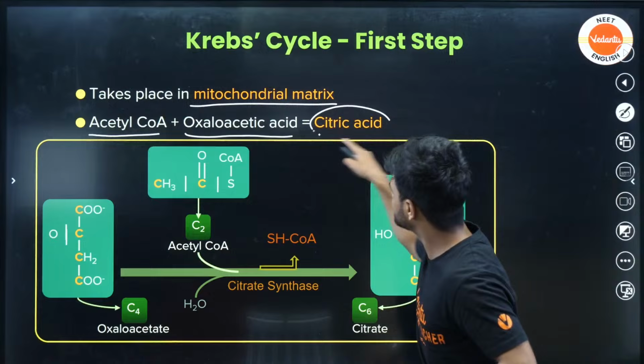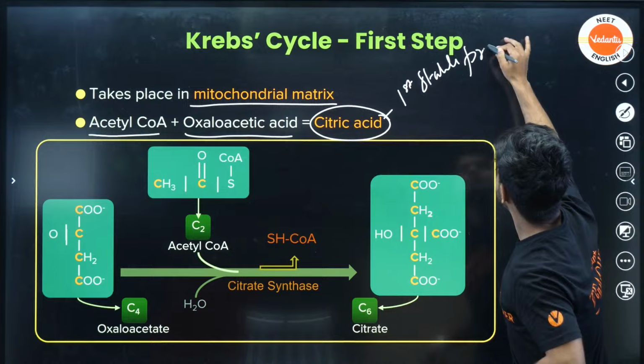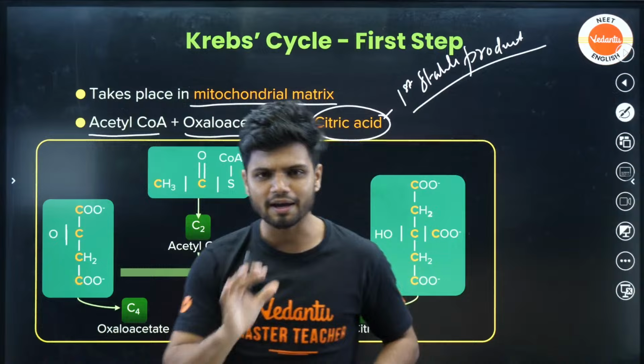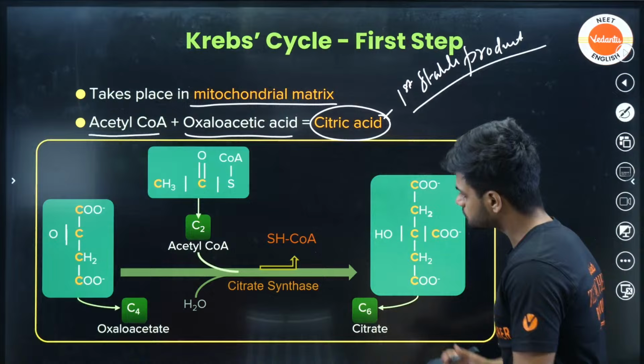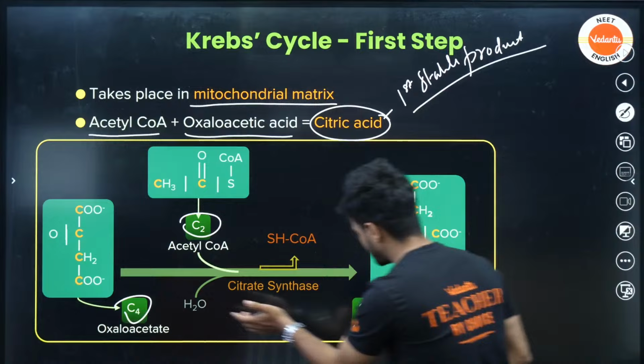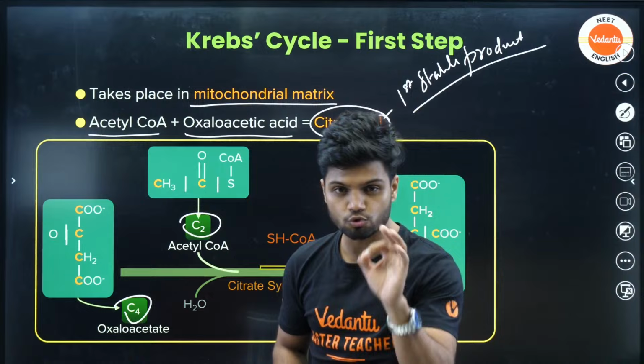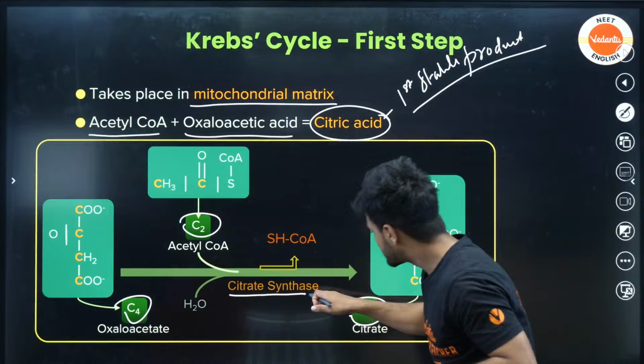This is your first stable product, and that is why your entire cycle is also called the citric acid cycle. Remember, this is 2 carbon plus 4 carbon, and we get 6 carbon citrate. And the enzyme involved here, students, is very important: citrate synthase.